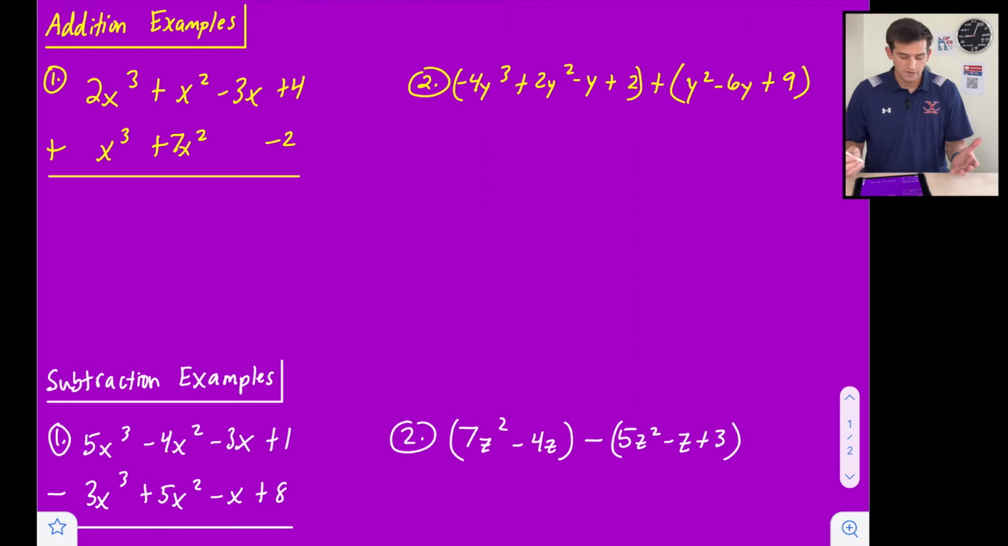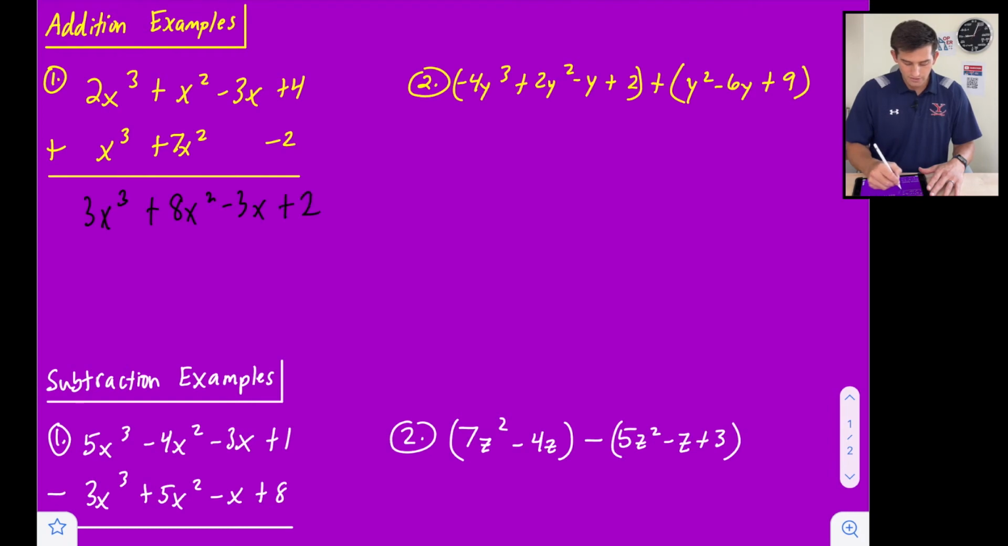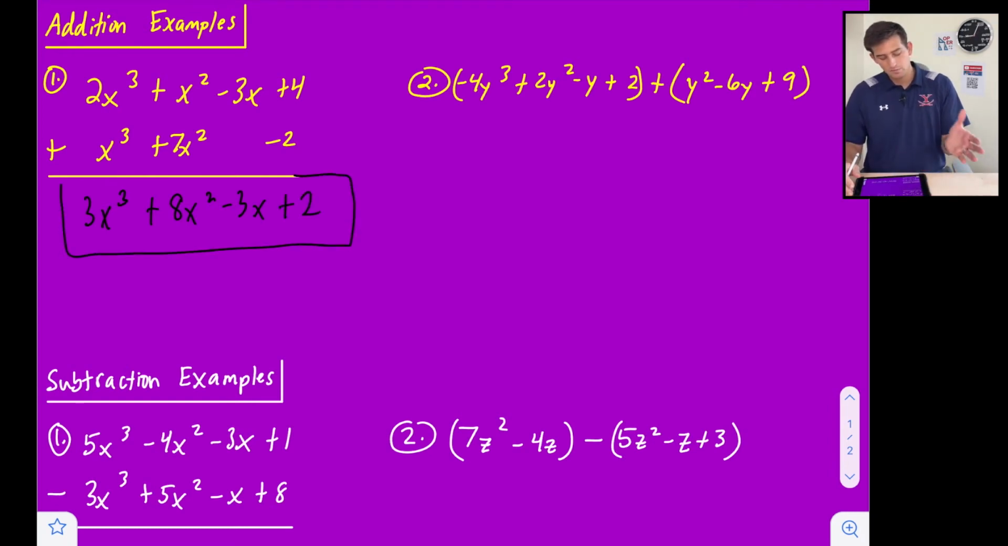Now we're just going to add vertically. We start right here: 2x cubed plus x cubed is 3x cubed. Then x squared plus 7x squared would be 8x squared. We don't have anything to add to our negative 3x, so it's just going to stay the same. Then we have 4 plus negative 2, which is 4 minus 2, so this would be plus 2. And we have our final answer: 3x cubed plus 8x squared minus 3x plus 2.